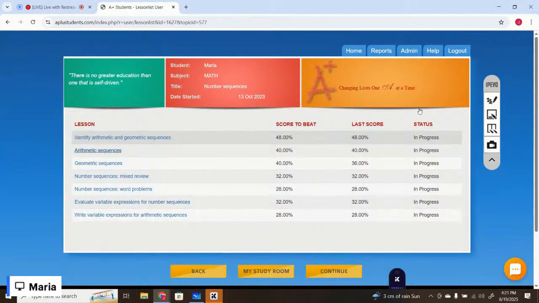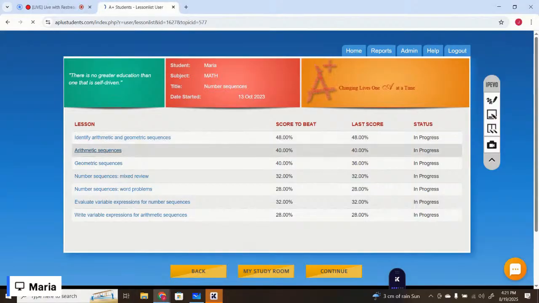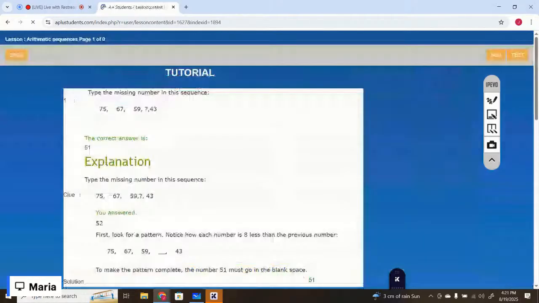The next lesson is arithmetic sequences. Let's just start with the lesson. So now, arithmetic or geometric, right? Now let's start with the lesson, that is arithmetic sequence. So type the missing number in the sequence.